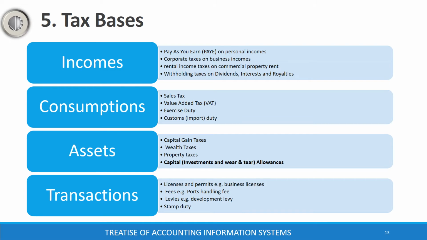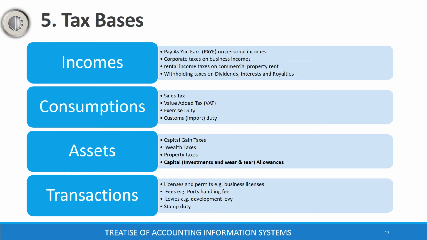Government and government agencies levy taxes on various tax bases. For instance, taxes levied on incomes are pay as you earn on personal incomes, corporate taxes on business incomes, rent income taxes on commercial property rent, withholding taxes on dividends, interest, and royalties.